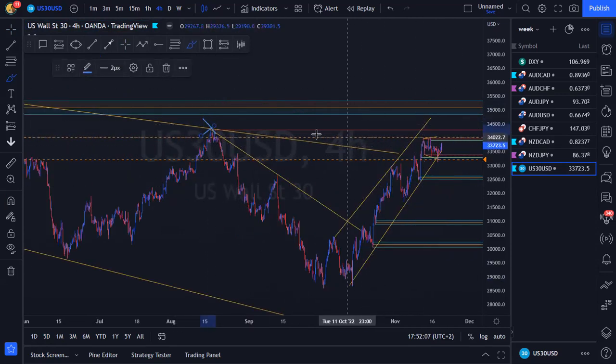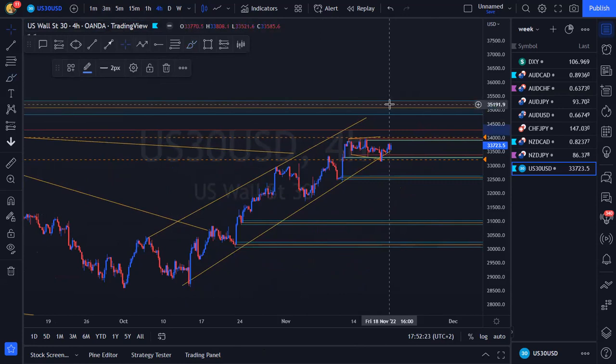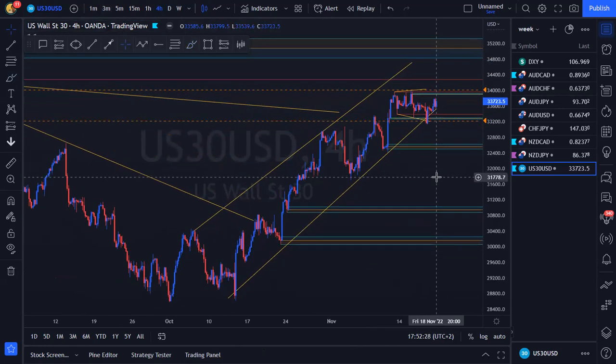So naturally, the closer I get to this resistance, the more I want to be a seller. The farther I am from this resistance, the better I am in buying, the more comfortable I am with being a buyer. Nonetheless, let's go down to the most recent price action and then we'll make our decisions from there, because US30 is just like that now.